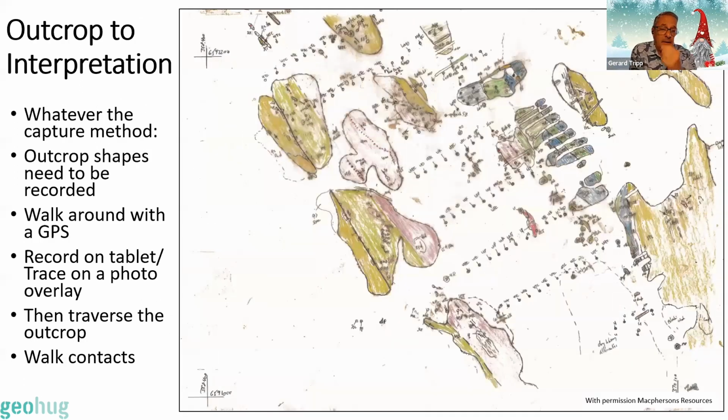Okay, so however you do it, whatever the capture method, there are still a few requirements, and we need to know the distribution of outcrop. That's really important. So the shapes of the outcrops need to be recorded. You can do it on a Jeep, or walk around the outcrop with the GPS if the bush isn't too thick. You can record it on a tablet, trace it on a photo overlay on your tablet like that, or you can do it on a mapping board.